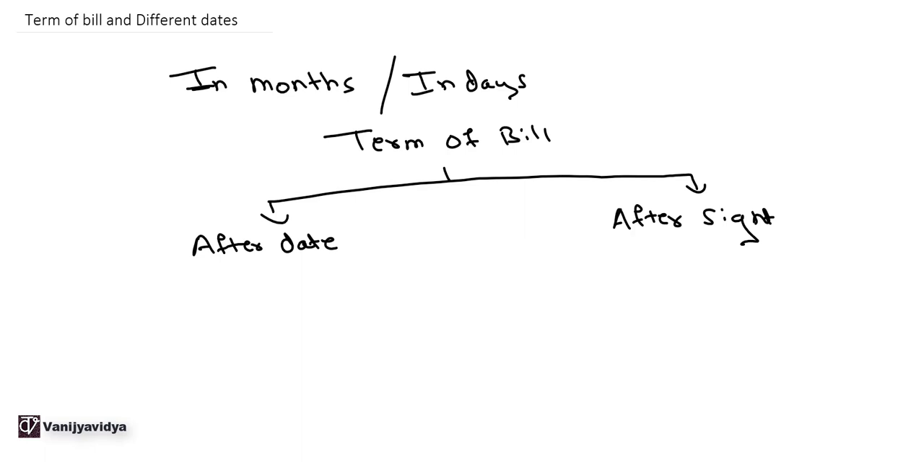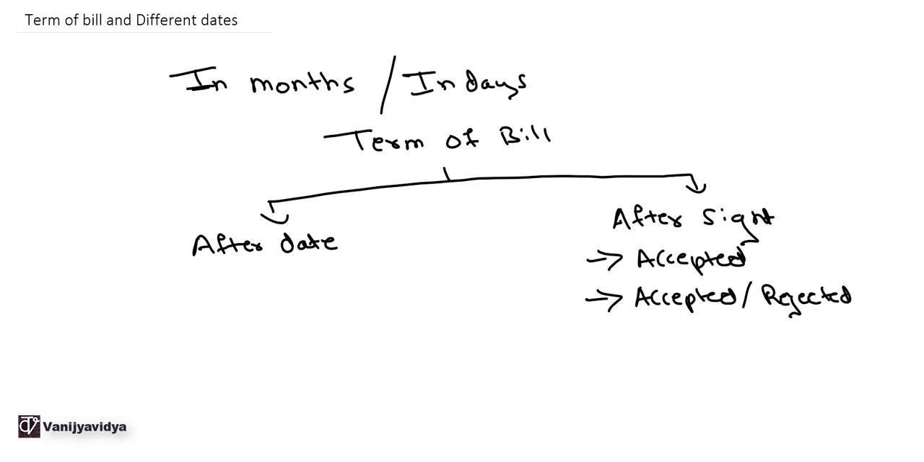After sight is the date when the bill is accepted by the drawee or the acceptor, or either he has seen the bill and either accepted or rejected it. That is the date on which he has seen the bill, or he has accepted the bill, or either accepted or rejected the bill. That is the date that has to be used to calculate the term of the bill in the case of after sight.